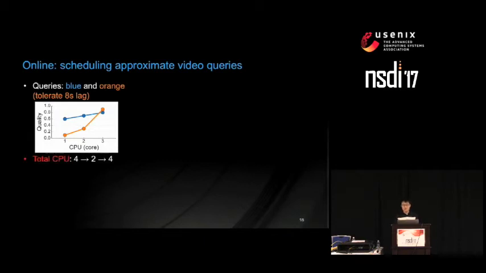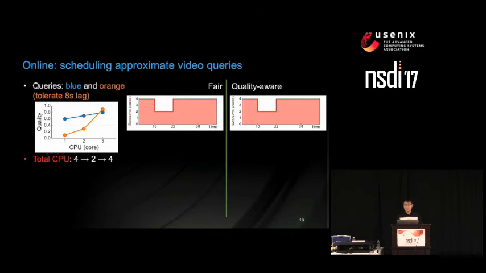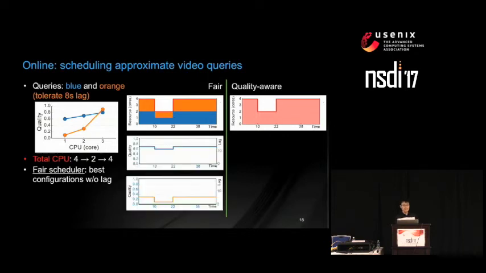We launched the two queries on a 4-core machine, and at time 10, the number of available cores is reduced to 2. This could happen when VideoStorm is co-located with some other kind of workload or some high-priority queries come in. And after another 12 seconds, the available resource is back to 4 cores. If we use an existing cluster scheduler, such as YARN or Mesos, they focus on resource fairness. So what this scheduler will do is evenly split the resources between these two queries and then pick the best configuration without incurring any lag.